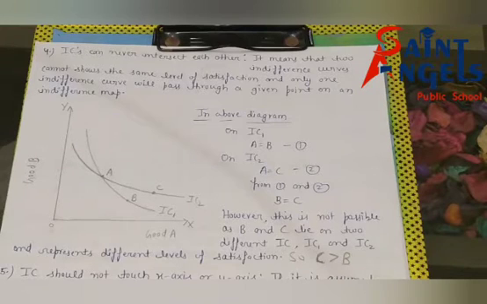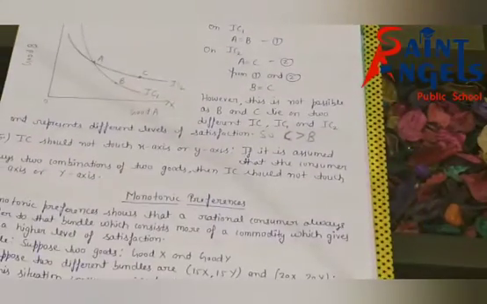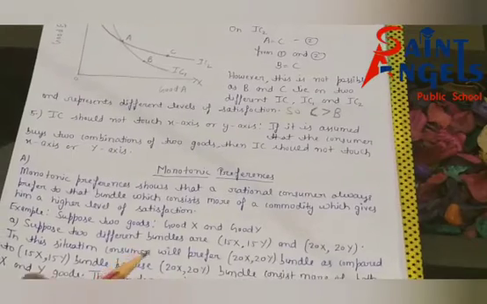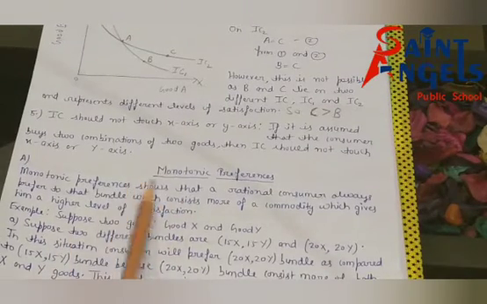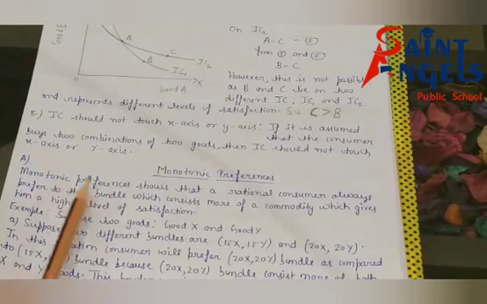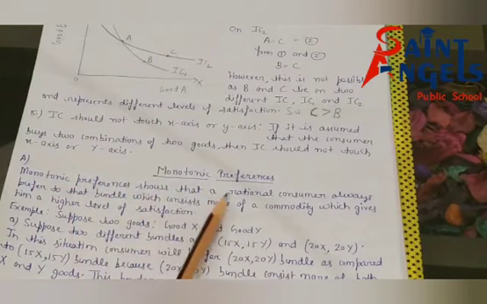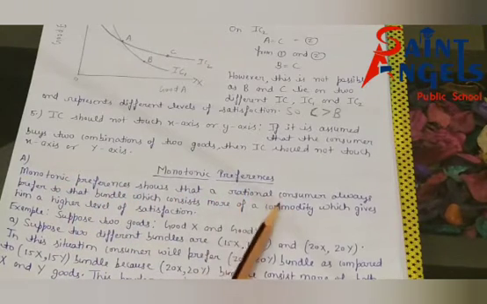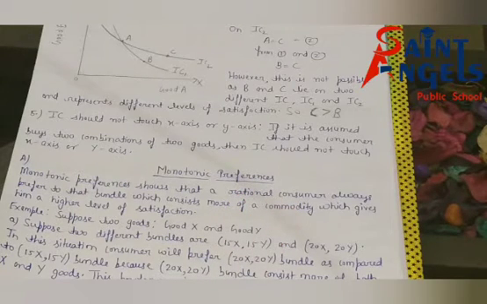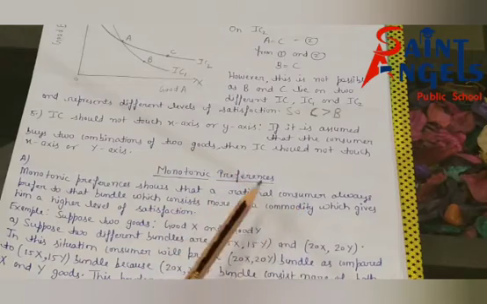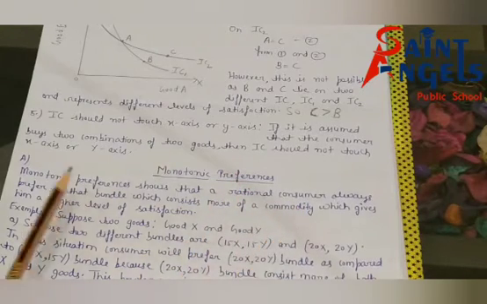I hope all of you have understood properties of indifference curve. But today we are going to discuss monotonic preferences. See, what is monotonic preferences? Monotonic preferences shows that a rational consumer, means who aims to maximize his satisfaction.